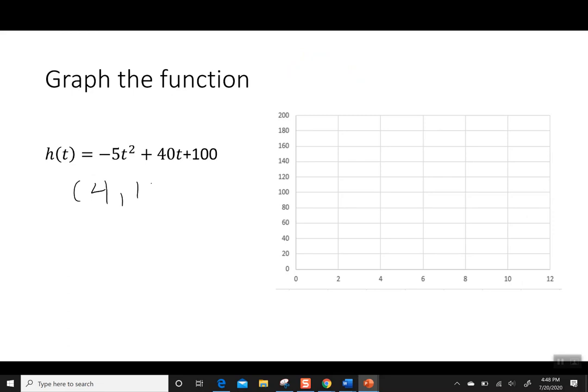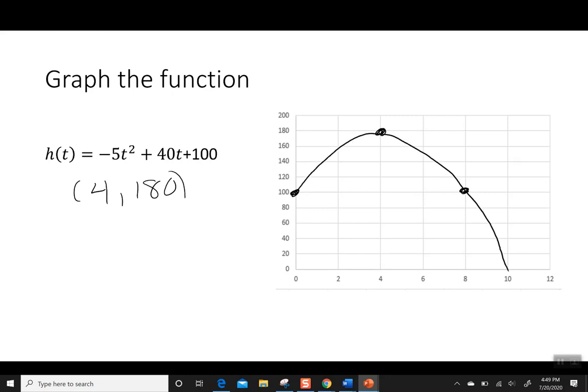So I said we have 4, 180. So here's 4. Let's go way up here to 180. And we also said we started at 0, it was up at 100. Now remember we talked about that symmetry, that left and right, that should be the same. So look, if it took 4 seconds to get from 100 to 180, it's going to take 4 more seconds to get back to that same place. So do you see how it was 4 on the left, 4 on the right? I used that symmetry so I didn't have to plug in another number. Then I can connect the dots.